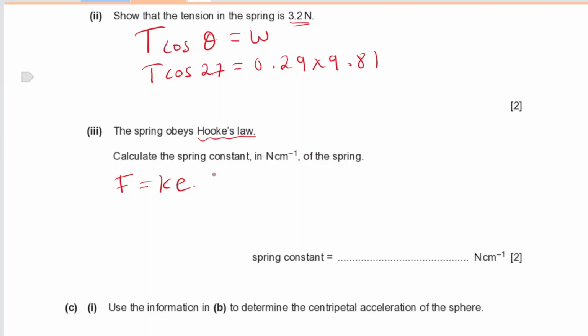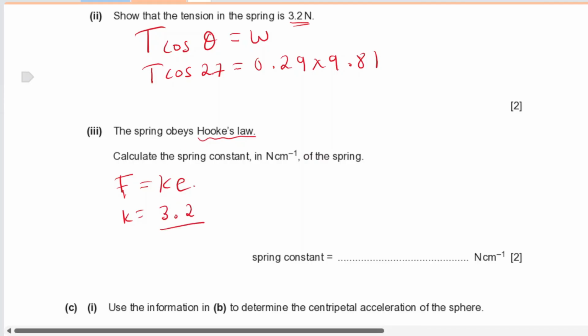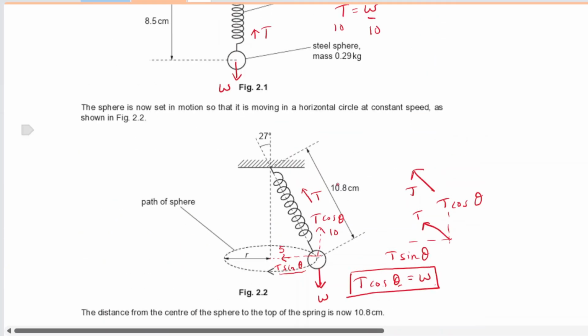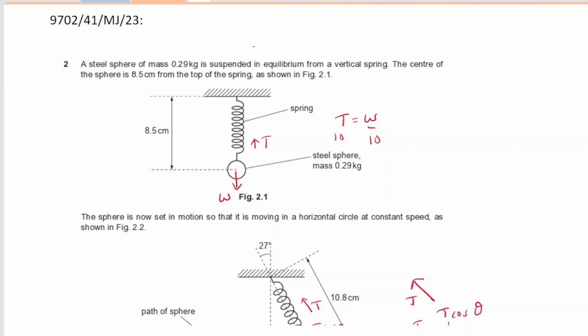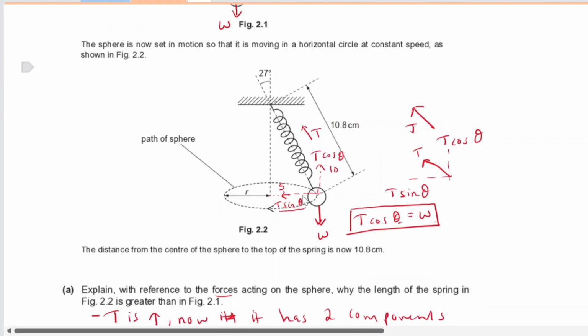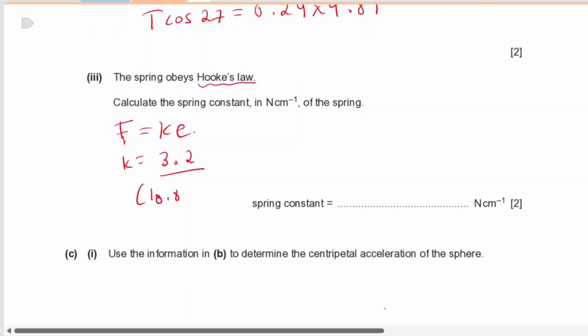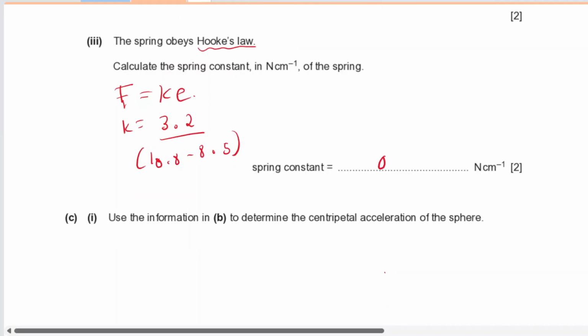So you'll have to do k equals F over e. So k equals, F is what? This is the force in a spring, which is the tension in that spring, which is 3.2. So this will be 3.2 divided by, and what's extension again? Extension is the final length minus the original length, right? So what was our final length? We have 10.8 and the original one was 8.5. So when you minus these two, that will be your extension. So 3.2 divided by 10.8 minus 8.5, and you should get the answer as 0.15.